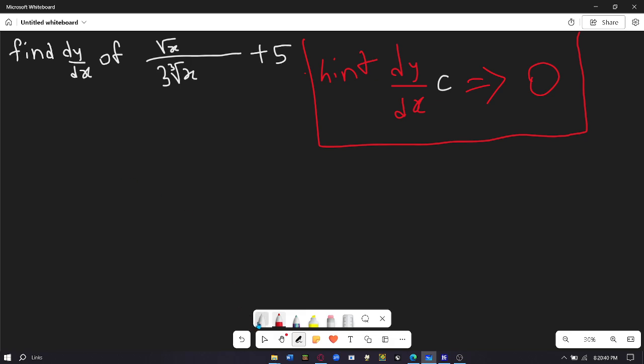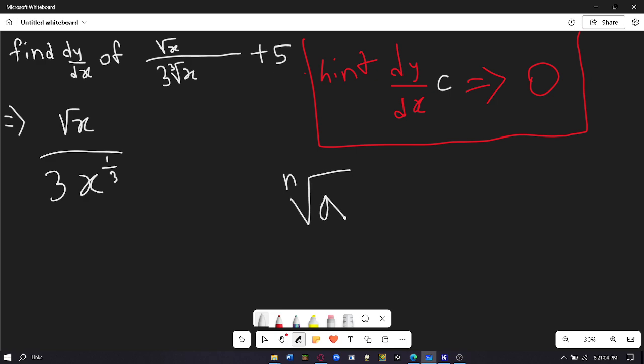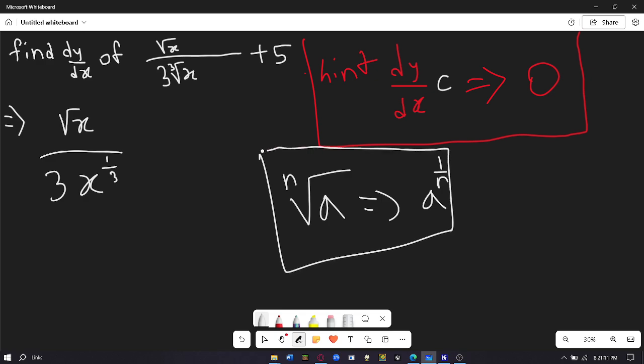Okay, so let's solve. So we have dy by dx, and we bring it into a format. Firstly we have root x on top, and the bottom one is x to the power 1 by 3. If you're confused on how this works, basically if any root n is given of any variable, it is just that variable to the inverse power like this. So keep this in mind if you're confused on how I got 1 by 3. Plus 5.